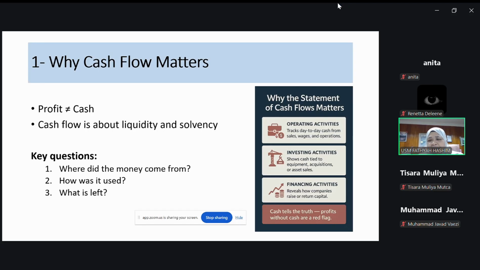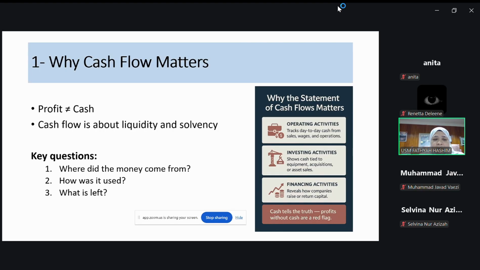Yeah, we know that the cash flow statement shows information about the flow of cash from operating activities, investing activities, and also financing activities. And cash tells us the true condition or financial position of a company, whereas profit is on paper. Without cash, it shows that the company is having or might be facing issues in terms of liquidity and also solvency.